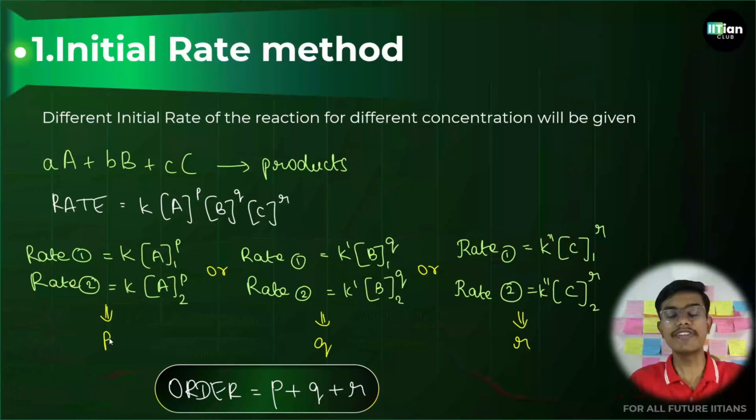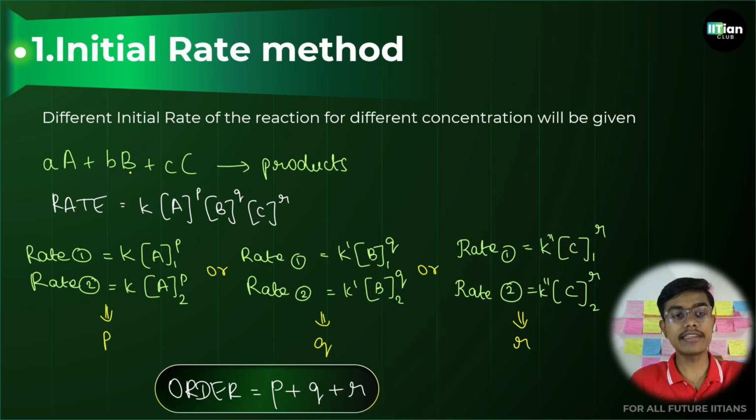We will be given different initial rates of the reaction for different concentrations. We will be given different concentrations of A, for which we will have different rates. And like this, we will have different concentrations of B and different rates. We can write rate as K into concentration of A raised to the power P, concentration of B raised to the power Q, concentration of C raised to the power R.